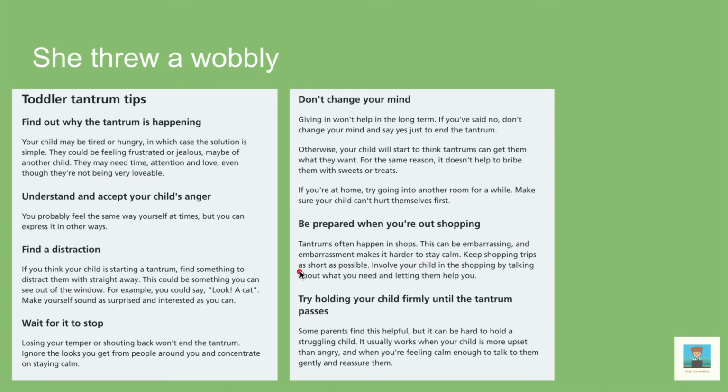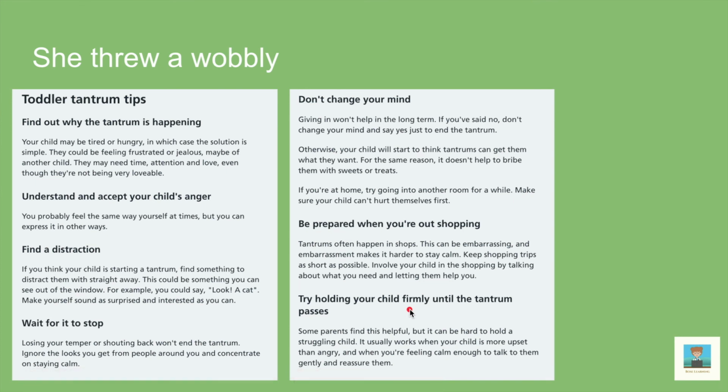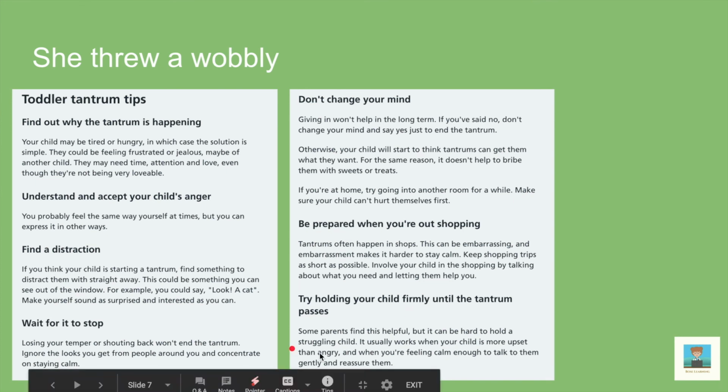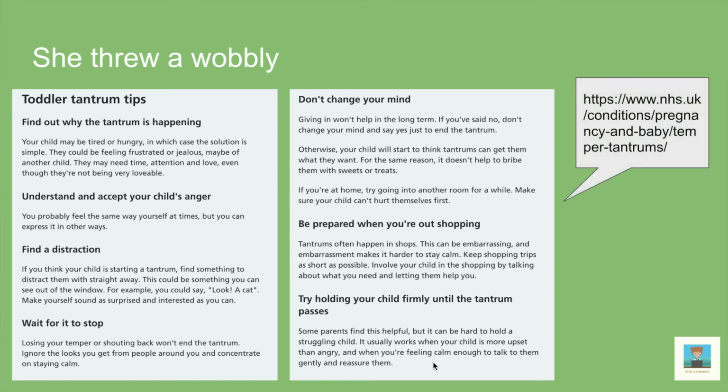Keep shopping trips as short as possible and involve your child. Try holding your child firmly until the tantrum passes. That's another option as well. And this often helps when your child is more upset rather than angry. So upset, they're sad about something. Angry, they're frustrated. And then when they're calm enough to talk, you can gently reassure them. So some lovely expressions here to help your patients when a child is throwing a wobbly. And again, this is all from the NHS website.